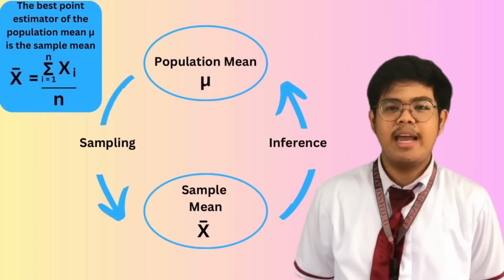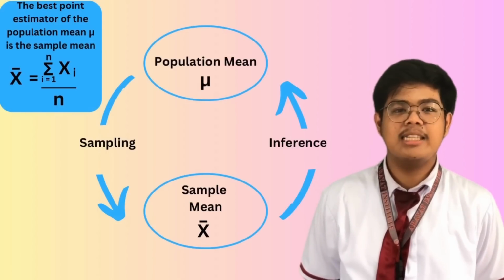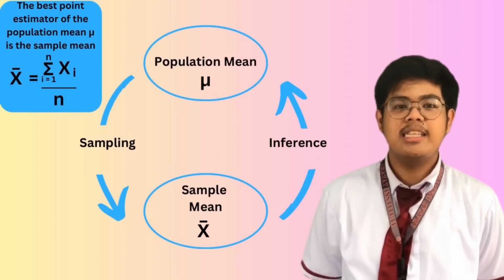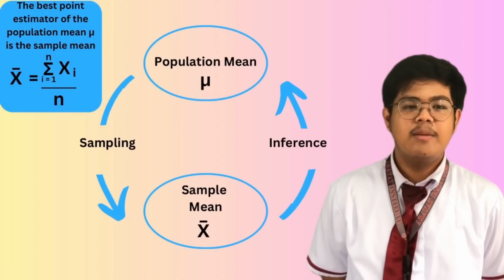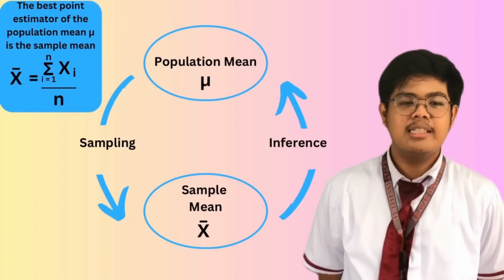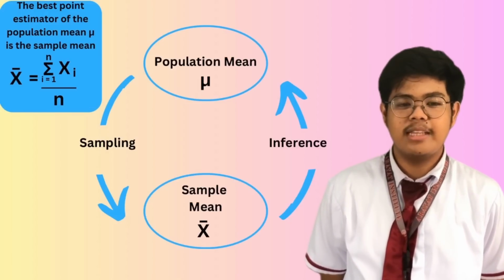Sample mean is equal to the summation of i equals 1 to n of X sub i all over n. Population mean as sampling. Sample mean as inference.